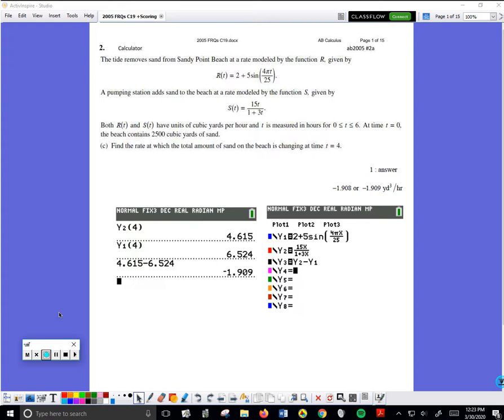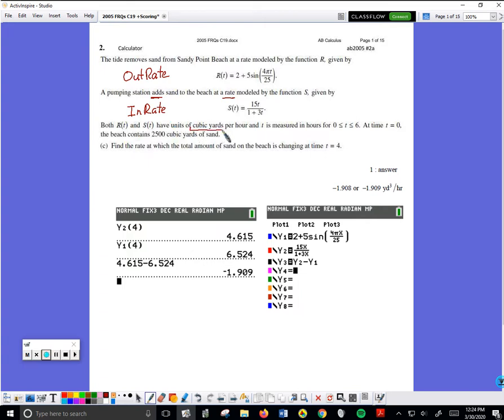Okay, the problem says a tide removes sand from a beach at a rate. Keyword is rate. So sand is being removed from the beach at this rate. So I think of this as the out rate. What's taking the sand away? A pumping station adds sand to the beach at a rate. So this is the in rate. The units are cubic yards per hour.